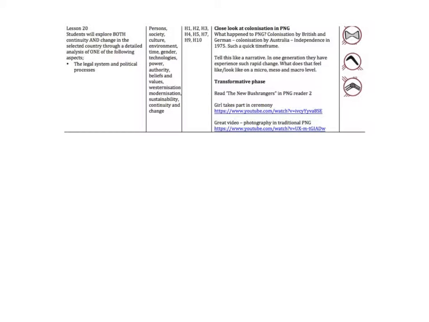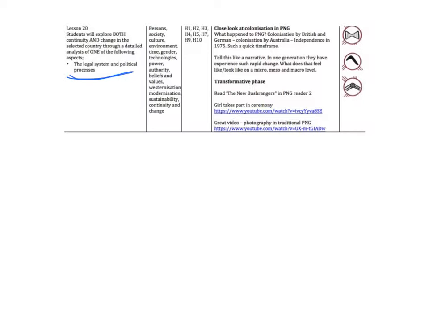So we are still looking at continuity and change in Papua New Guinea with specific reference to the legal system and political processes. So in this lesson we're going to have a look at colonisation in Papua New Guinea and what has happened to Papua New Guinea over the course of time.